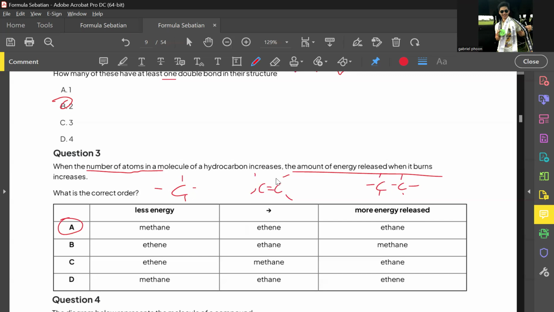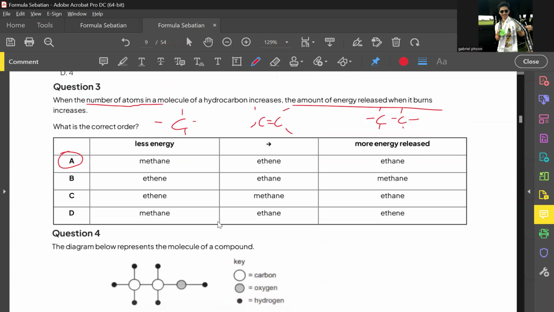1, 2, 3, 4, 1, 2, 3, 4, 5, 1, 2, 3, 4, 5, 6. Yeah, A is the answer, guys, because of the counts. So more. Yeah, correct.